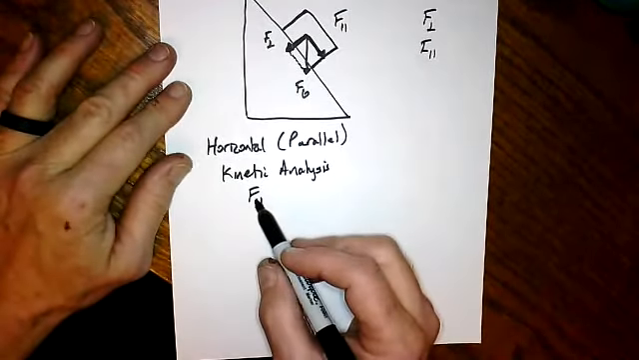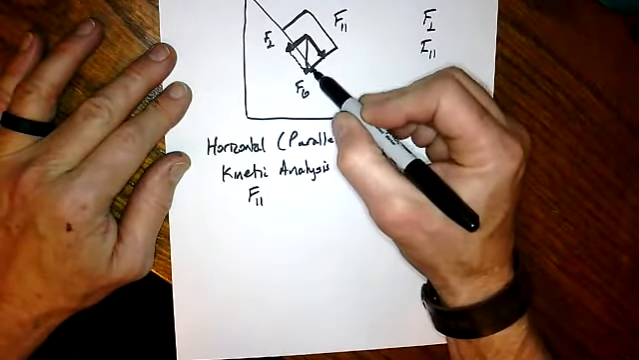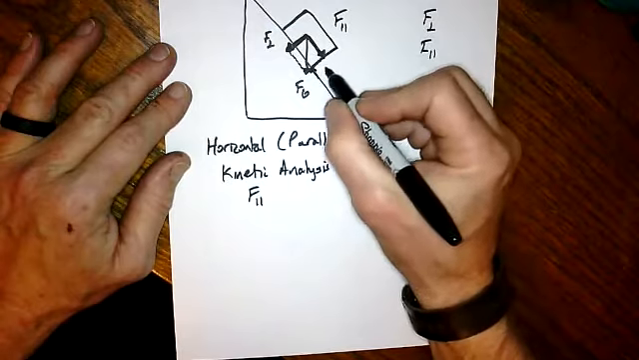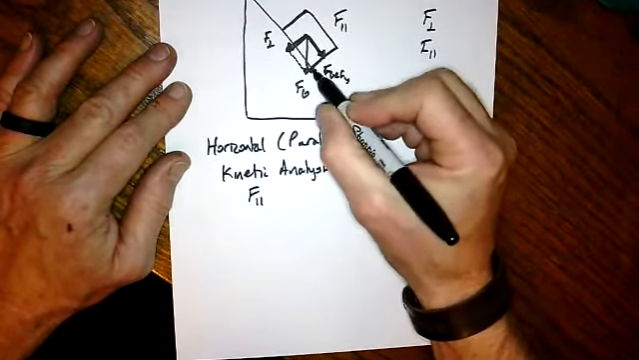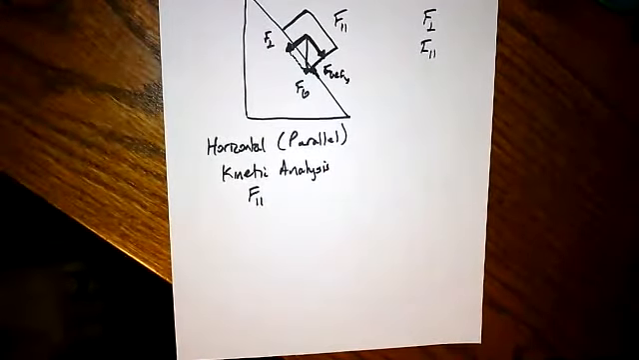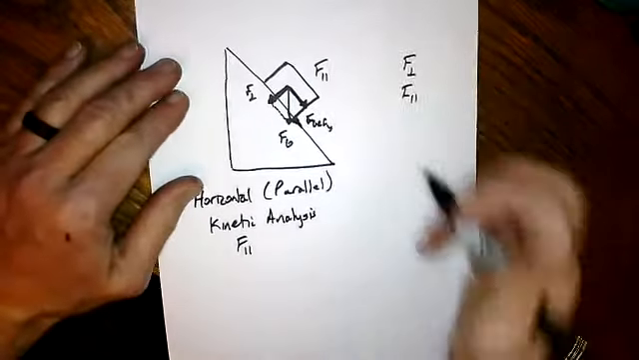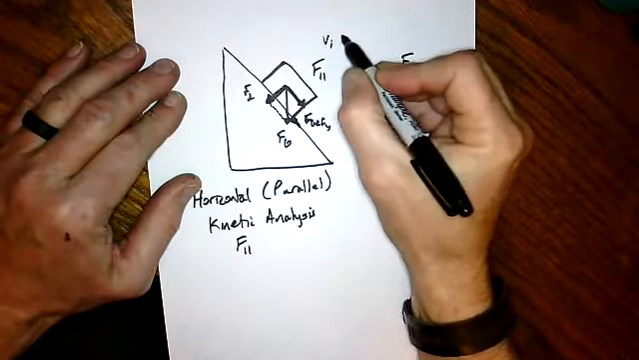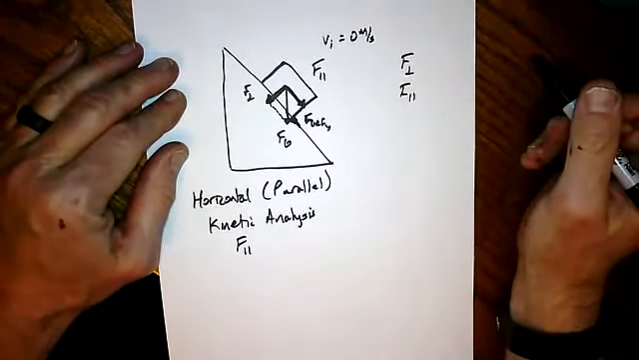And what other forces are acting on the object? Gravity's reaction force. And I'm only going to do this one right here, F GRF Y. Now, let's say this is right after the moment the object starts to slide. So initially, V initial is 0 meters per second.